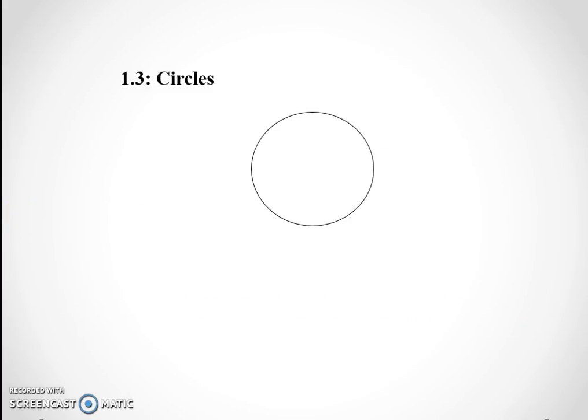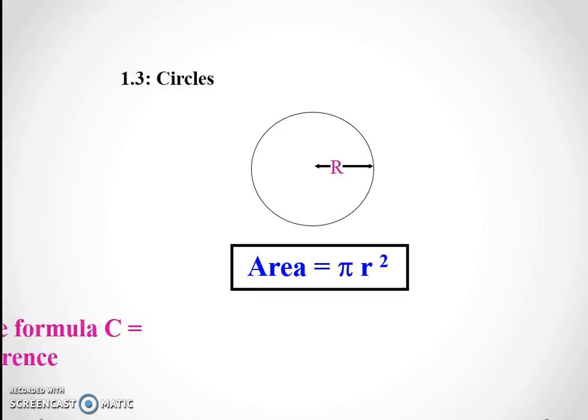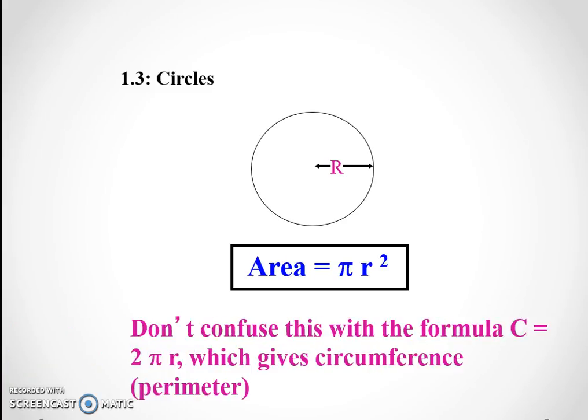Circles. We've got our radius. Area of a circle is pi r squared. Do not confuse this with the formula C equals 2 pi r, which gives the circumference, or the perimeter, of the circle. We'll come back to that.